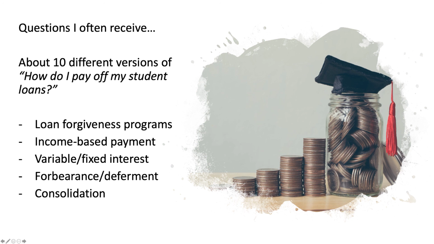There's an income-based payment plan. There are different types of interest to consider. There's forbearance and deferment to think about whenever you're in a tough spot, lose a job, or are having trouble finding a job. And then consolidation always comes up. Should I consolidate? Yes or no?